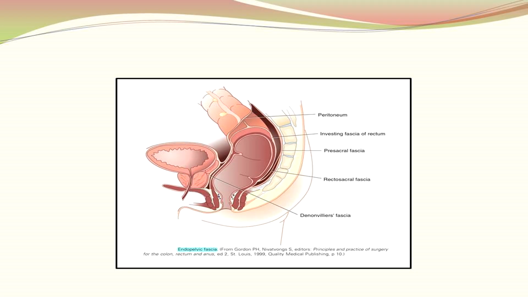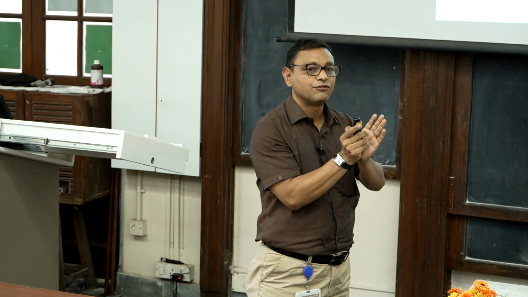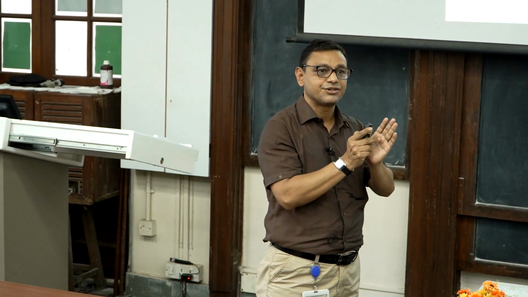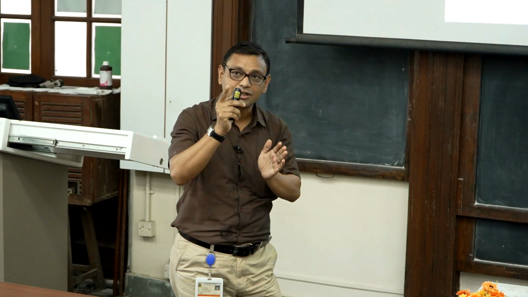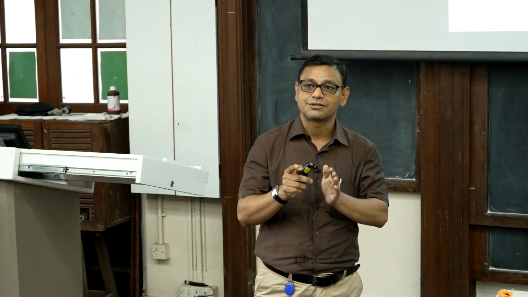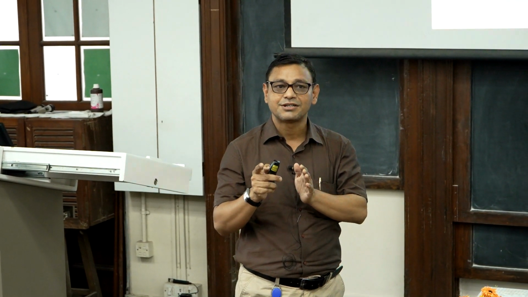There are two layers. During APR or AR, we need to dissect this particular plane. The more important plane is posteriorly, where we have the presacral fascia and the mesorectal fascia. Connecting these two fascia is the Denonvilliers fascia. When we are doing an AR or an APR, we need to cut this fascia so that we are exactly in the right plane and not disturbing the sacral venous plexus, otherwise it will cause tremendous bleeding.